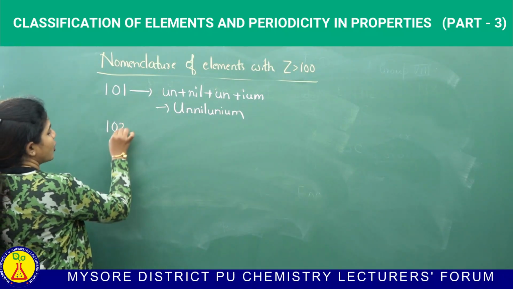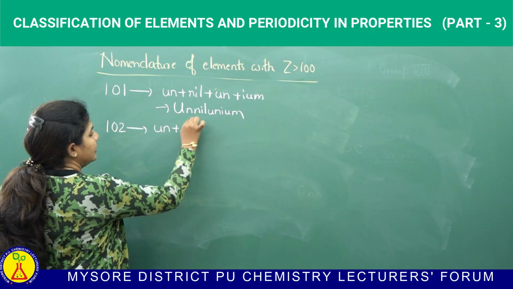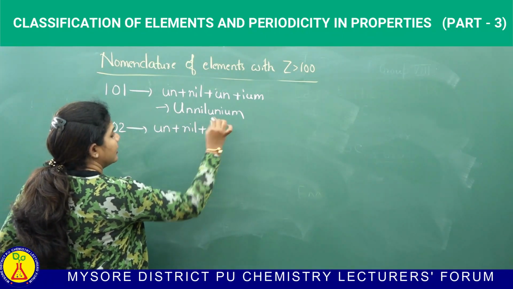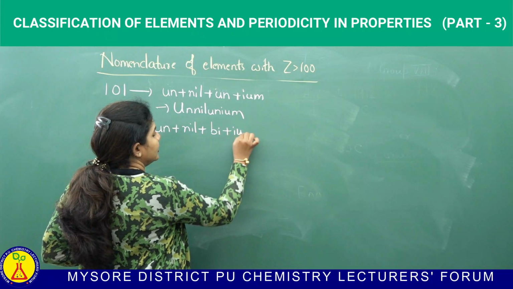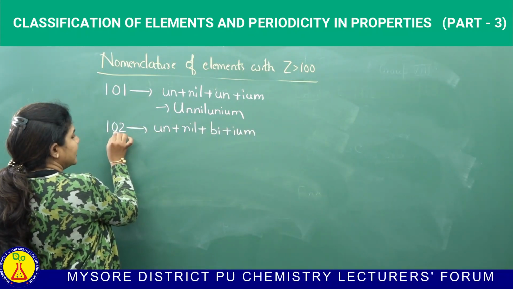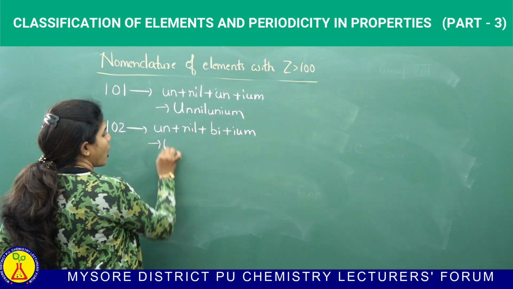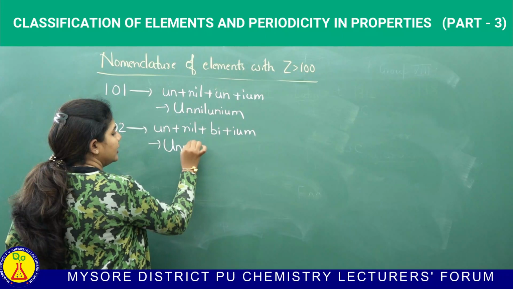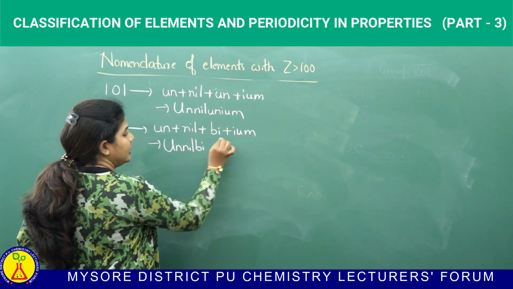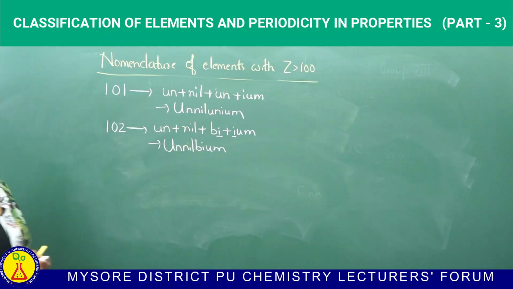Next, 102. Un, nil, bi, IUM. 1 is un, 0 is nil, 2 is bi. At the end the suffix IUM. It is called un, nil, bium. Instead of double I, you are going to write a single I. The double I changes; you write it as a single I, only in bi and tri.